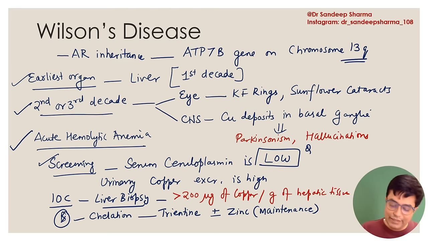And in case there are CNS symptoms, you can also consider a substance known as tetrathiomolybdate. The full form is ammonium tetrathiomolybdate. So tetrathiomolybdate is very effective in CNS symptoms in the patient.